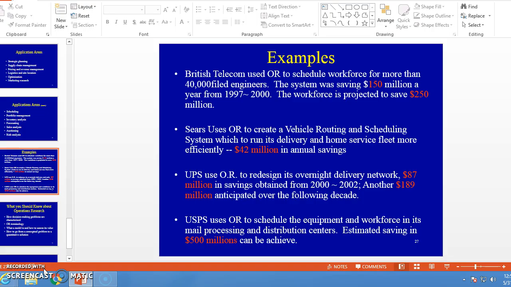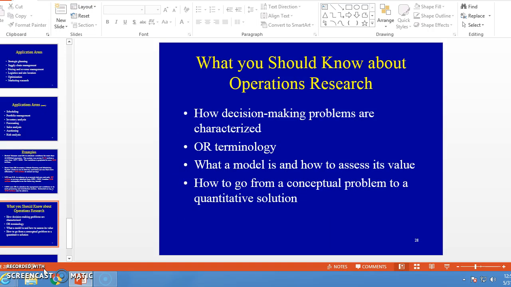UPS used OR to redesign its overnight delivery network, with $87 million in savings obtained from 2000 to 2002. Another $189 million was anticipated over the following decade. USPS uses OR to schedule the equipment and workforce in its mail processing and distribution centers. An estimated savings of $500 million can be achieved.